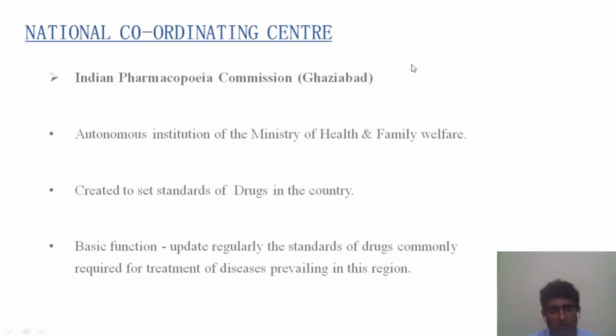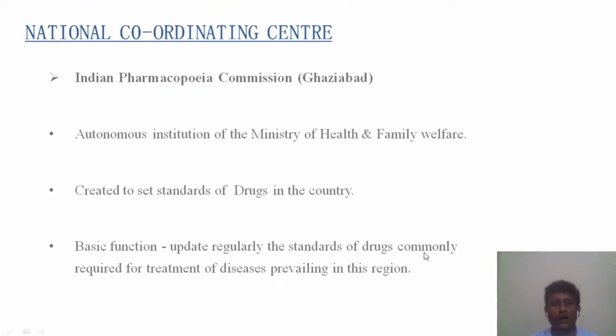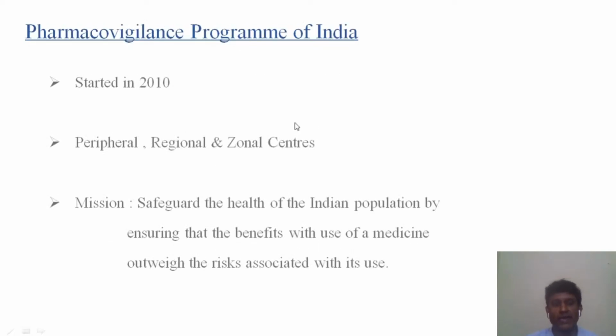So this is what I was mentioning about the NCC, the National Coordinating Center. In India, we have the Indian Pharmacopoeia Commission, in Ghaziabad. It's an autonomous institution under the Ministry of Health and Family Welfare to set standards for drugs in the country. The basic function is to regularly update the standards of drugs commonly required for the treatment of disease in this region. We also have, as I already mentioned, the malaria program, the tuberculosis program, and other national programs. This program started in 2010 and is called the Pharmacovigilance Programme of India.